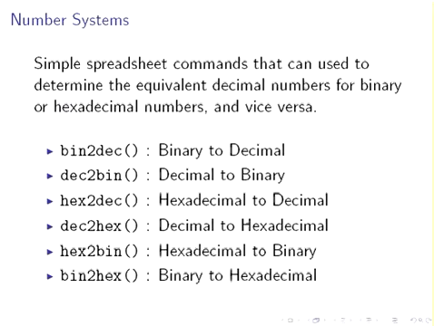What we can use them for is to convert between binary to decimal, decimal to binary, hexadecimal to decimal, decimal to hexadecimal, hexadecimal to binary, and binary to hexadecimal. Those are the 6 commands there. So it's bin to dec for binary to decimal, and so on. There's quite a lot there.